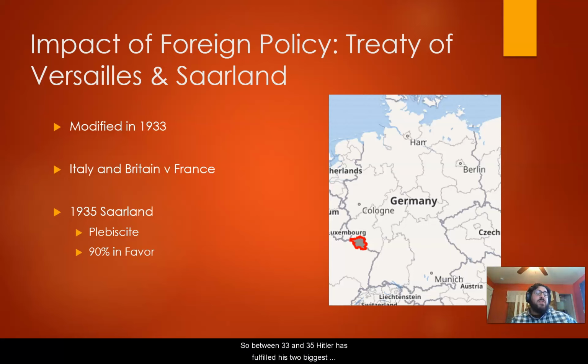So between 33 and 35, Hitler has fulfilled his two biggest promises. One, to modify the Treaty of Versailles. Two, get land back that Germany lost. Right now, Hitler is absolutely fulfilling every aspect he ever had with his election and how he wanted to try and get power. So we're starting to see a very interesting dynamic where the people of Germany are like, Hitler is the real deal. Maybe all the power we gave him was a good thing.